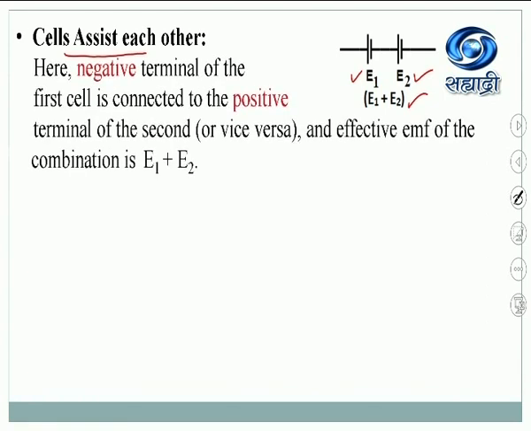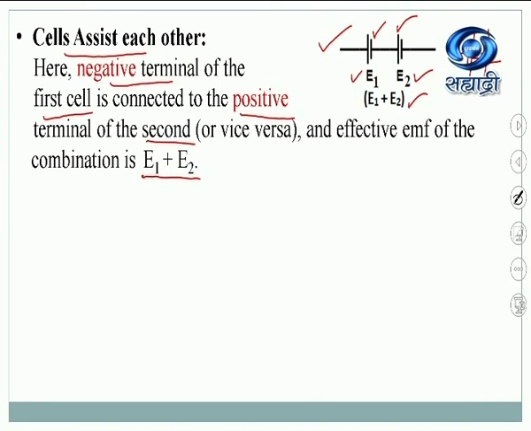What is the meaning of this? See here, when the negative terminal of the first cell is connected to the positive terminal of the second cell, or vice versa, or we can say the positive terminal of the first cell is connected to the negative terminal of the second cell, this is also possible. With this, the EMFs of the two cells are added, so that the total EMF becomes E1 plus E2, and we call the cells, they assist each other.